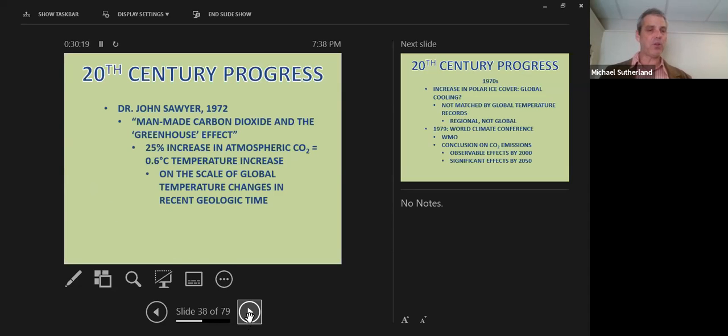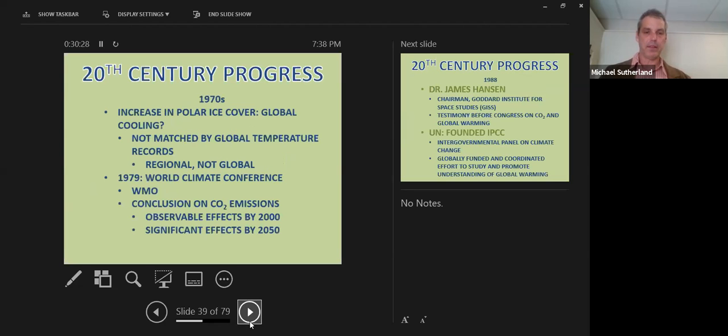And I think he was the one who might have coined the term greenhouse effect. You know, he had it in quotes, but I think he's really the one who popularized it. And in the mid 70s, there was a bit of a controversy because a number of researchers found that the ice caps were actually increasing in size. And that led people to wonder, well, is the Earth getting colder?